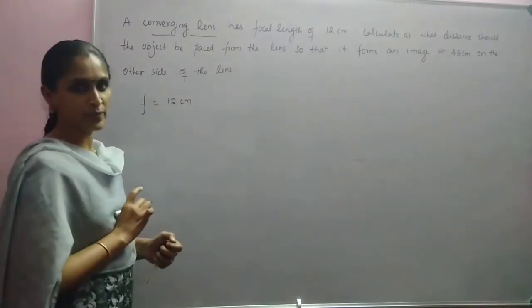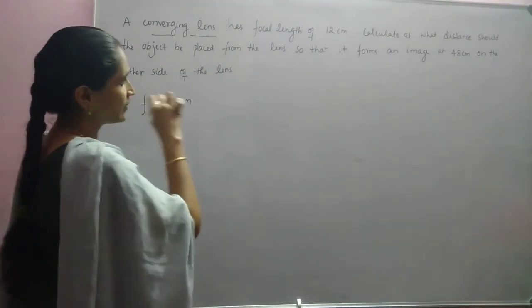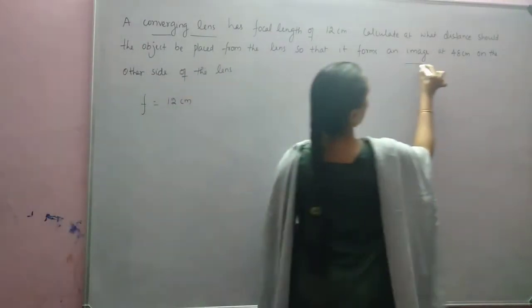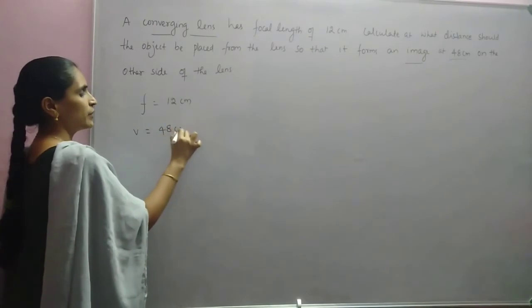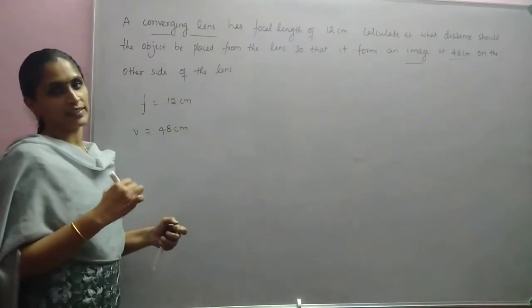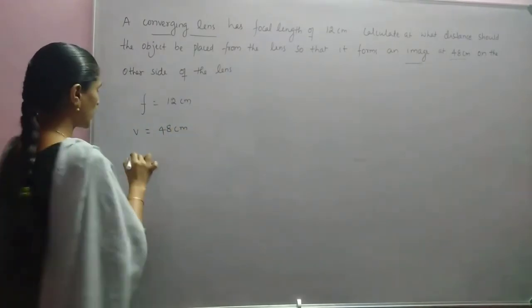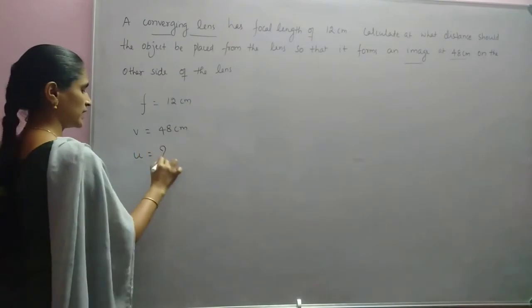Converging lens it is mentioned. And here what it is given, image is formed at 48 centimeter on other side. So we can write image distance is plus 48 centimeter. Why? Because it is formed on the other side. Now what you have to find? You have to find the object distance.